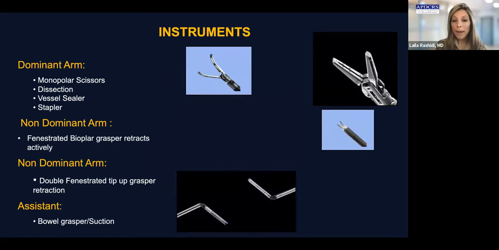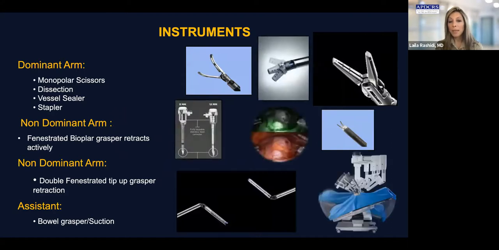The instruments we talked about, these are the main instruments I use: monopolar scissor, which is on my dominant arm for dissection, vessel sealer, and then stapler for dividing the bowel. For the non-dominant arm, I like the bipolar forceps because you can use coagulation on it, and both arms are working at the same time. And the tip up, especially in the pelvis and getting under the bowel, has helped me to hold without touching the bowel portion.